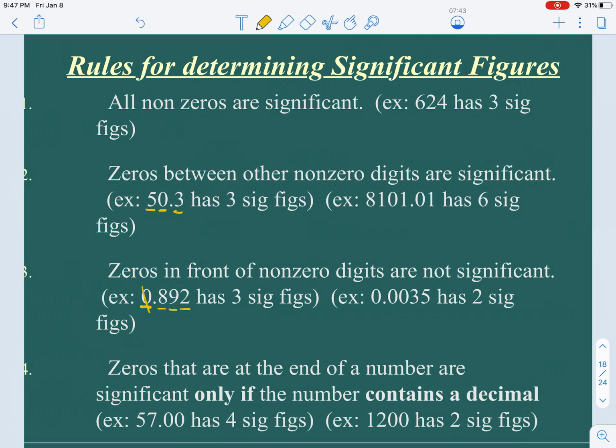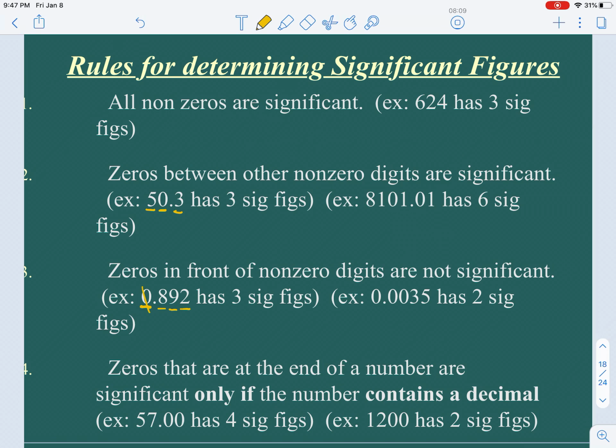If we look at the next example, 0.0035. Now, I know that there is a rule. It's the only one we have left, and we'll get to that in a second. There is a rule that addresses whether or not zeros are significant with a decimal, but this rule in particular, rule number 3, does not have any stipulations. Zeros at the front are never going to count.